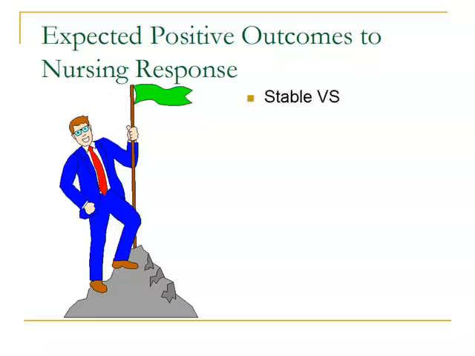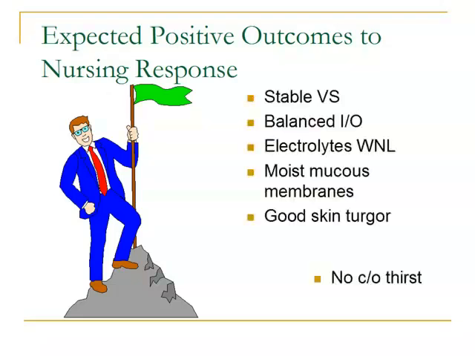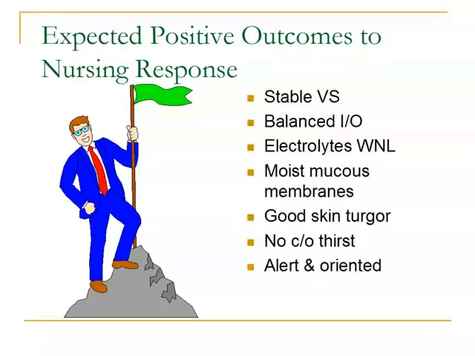Some expected positive outcomes that we would like to see on this patient would include that the vital signs would start to stabilize, the patient's I&O would become balanced, electrolytes would be within normals, patient would have moist mucous membranes, good skin turgor, not be thirsty anymore, and the patient would be alert and oriented times 3. So once we get that patient's hydration status stabilized, hopefully these would be the outcomes that we would see in our patient.